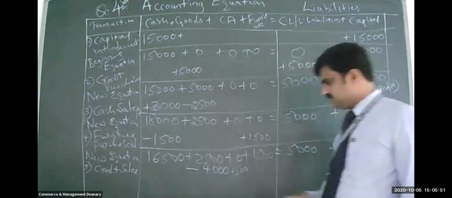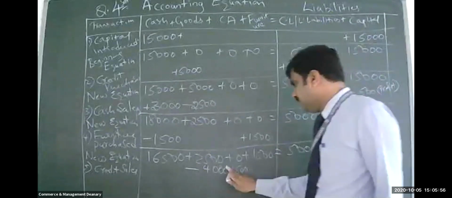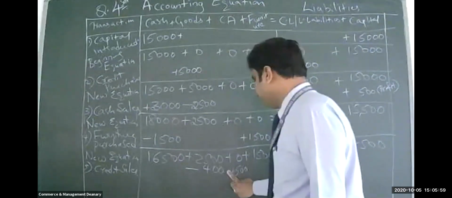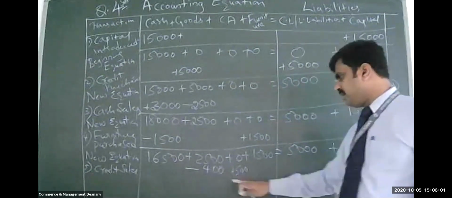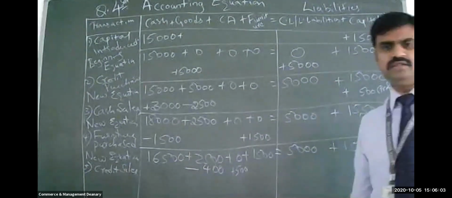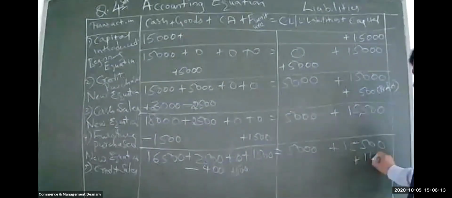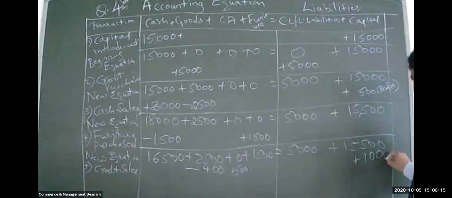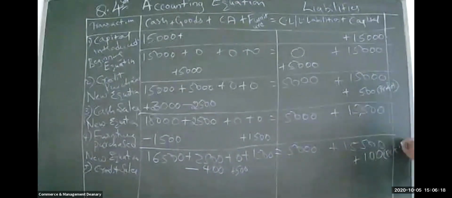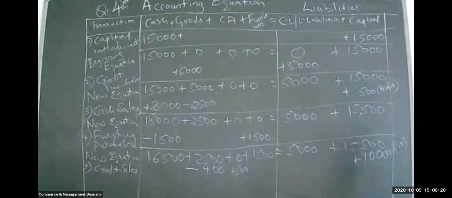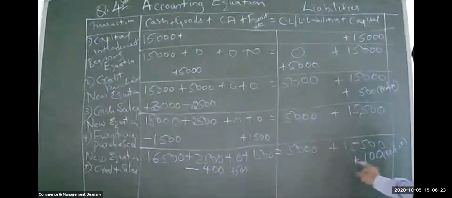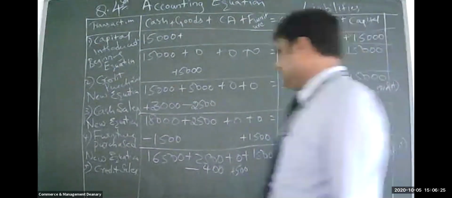Goods rate is 400. Minus 400 plus 500. So how much is the difference? Sir, 100 profit is written in capital. Profit is in capital, so we are going to write 100 in capital. If it is profit, you have to add. If it is loss, you have to deduct. Yes, sir. Okay, write the new equation now.